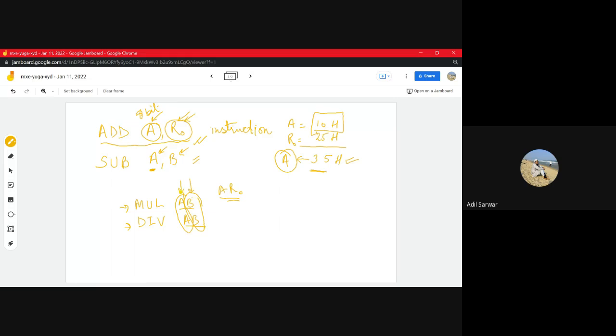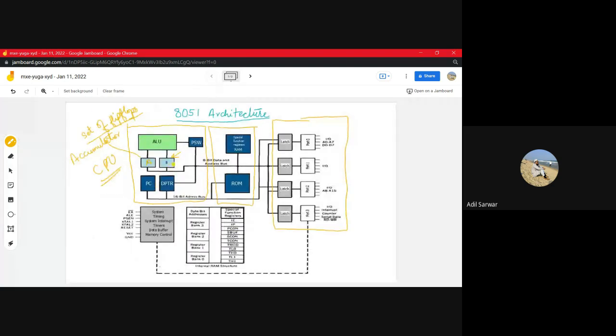We'll discuss in detail what happens during the execution of these instructions when we discuss the various instruction set of 8051. Right now, I am just talking about these two registers, A and B. Register A is called the accumulator, and B is a register which is used in multiplication and division operations. Okay.